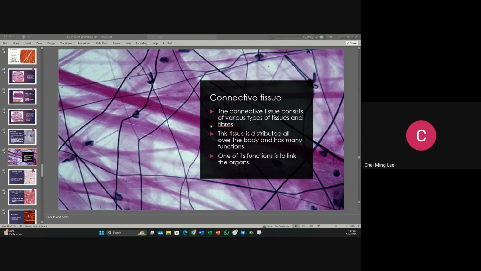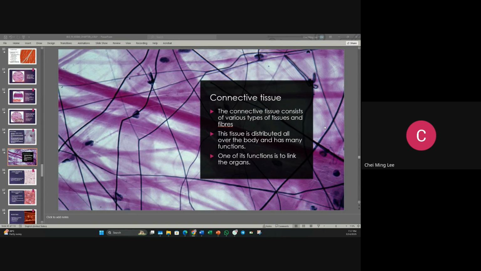in between your skin and muscle, there will be lots of things right in the middle. That one is your connective tissue. It's like to hold organ and organ together. Okay, so jot this down first.